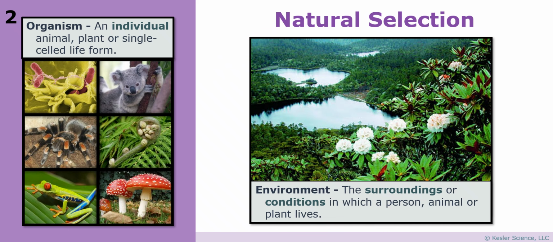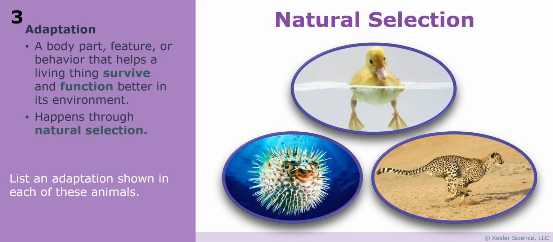Darwin was studying organisms, which are individual plants, animals, and single celled life forms in their natural environment. So he looked at these animals and plants in the surroundings or conditions that they lived in, and he was able to notice a few things, including how their bodies and how their behaviors help them survive. Darwin was looking at the adaptations. He noticed that certain animals and certain plants had certain body parts, features, or behaviors that helped them survive and function better in their environment. This process of adaptation occurs through natural selection.